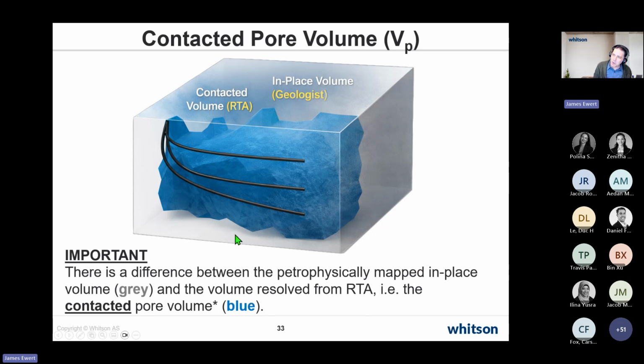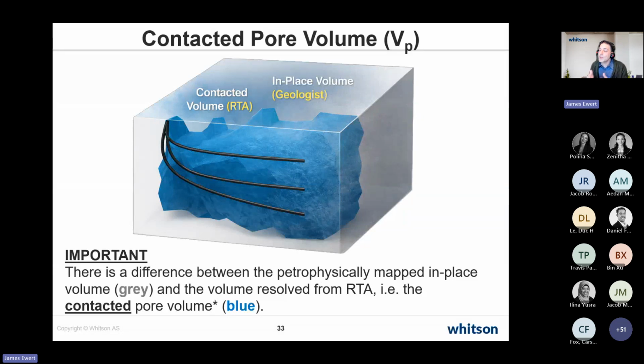Okay. Now here's something that is a small thing, but it's important. When we talk to our geologist friends, when they talk about volume, they are typically talking about in-place volumes. As an RTA practitioner, if you and I were talking on the phone, if you had a well you wanted to talk through with me, and we're having a chat, when I'm talking about volume, I'm going to be talking about contacted volume.